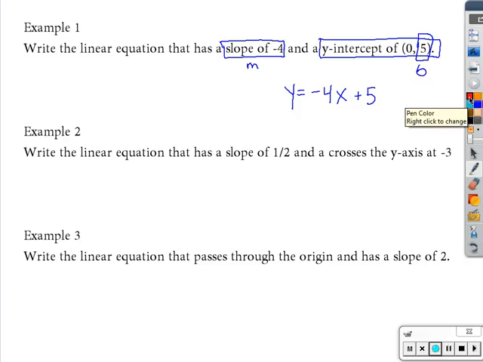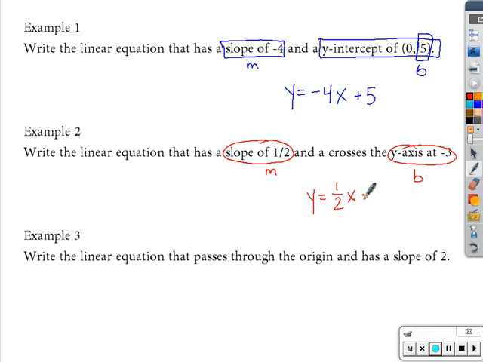Next problem here, changing the words a little bit as far as your hints. Slope of a half, that sounds the same. That's an m value. Y-axis at -3, so crossing the y-axis at -3 is your b value. So when I write this equation, I'll have y equals 1/2 x for the m and -3 for the b. Now I can write plus -3, or I could write -3. Either would be sufficient.